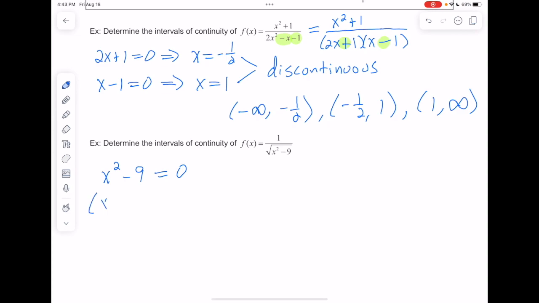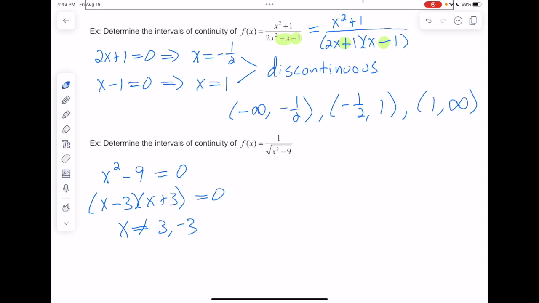If you factor that, that's x minus 3 times x plus 3 equals 0. So it looks like we would not want x to be 3 or negative 3, because either of those creates a 0 denominator and therefore an undefined function, and therefore cannot be places where it's continuous.